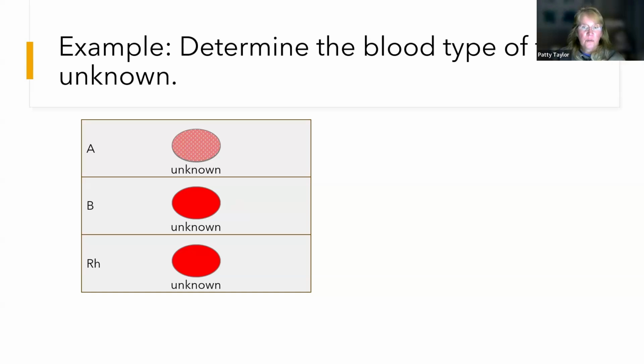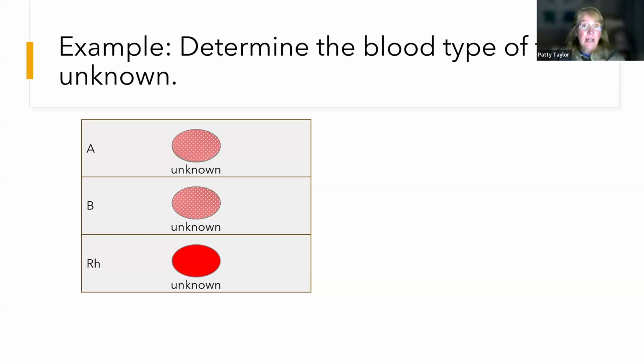So let's walk through this one. Notice that A is agglutinated. Letter B, no agglutination. RH, no agglutination. Since A agglutinated, that's antigen A, and you don't have the RH factor, so you're A negative. This blood type is A negative. Let's do another one.